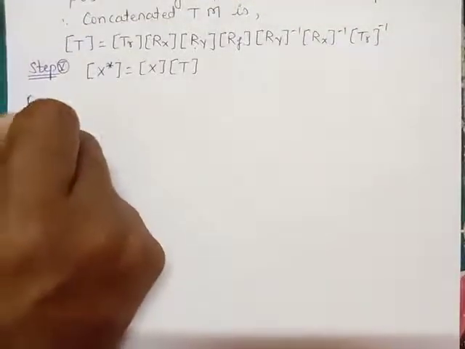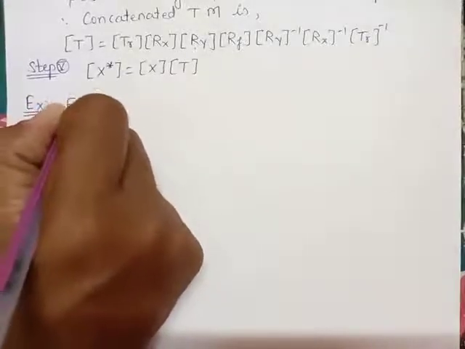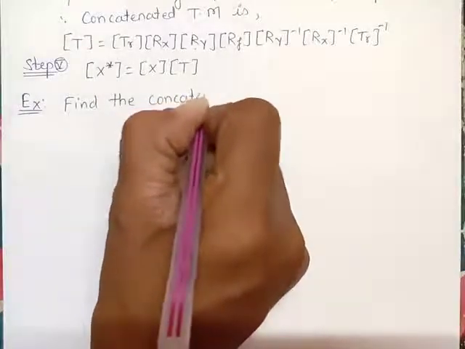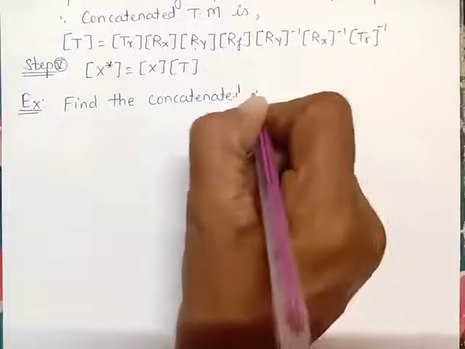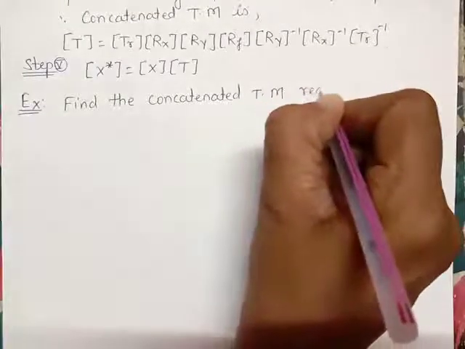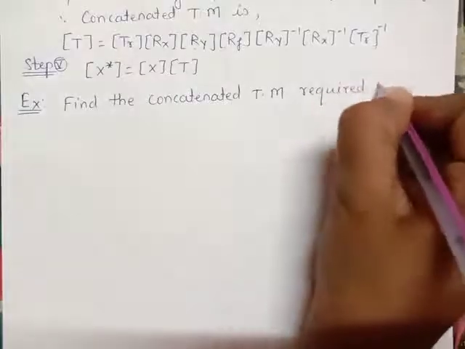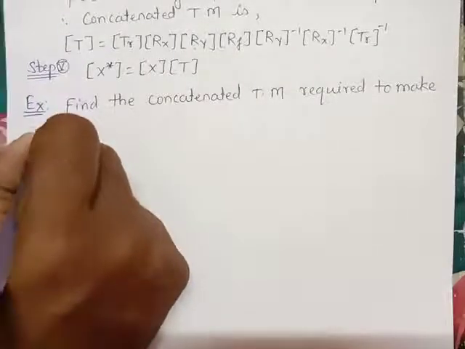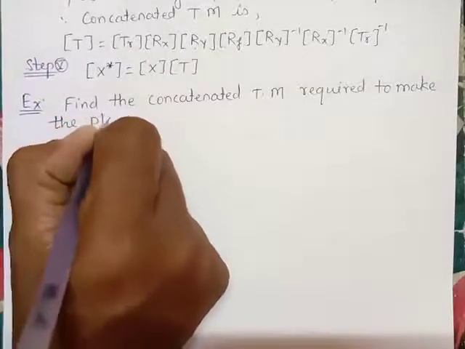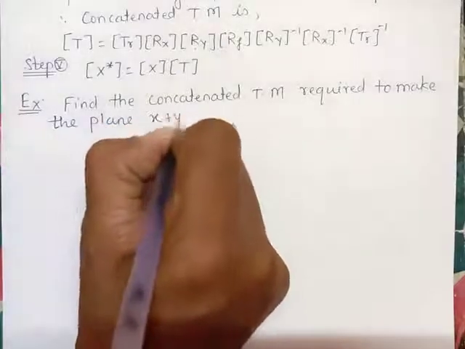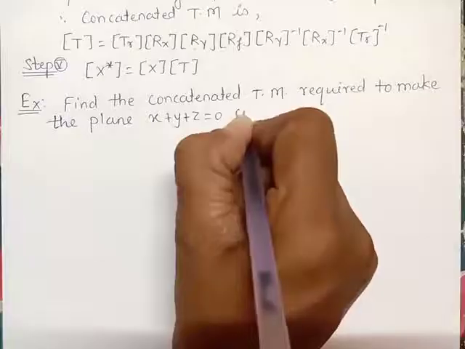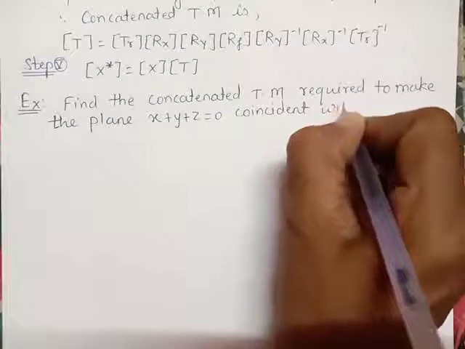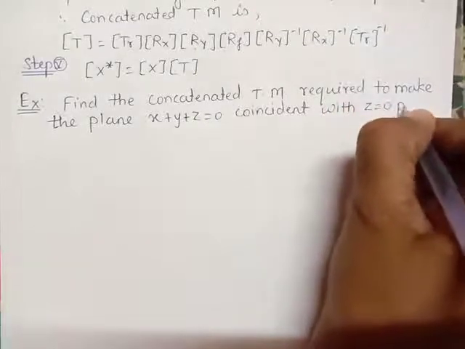Now let me take a small example here so that this topic will be clear to you. Example: find the concatenated transformation matrix required to make the plane x plus y plus z equal to 0 coincident with the z equal to 0 plane.